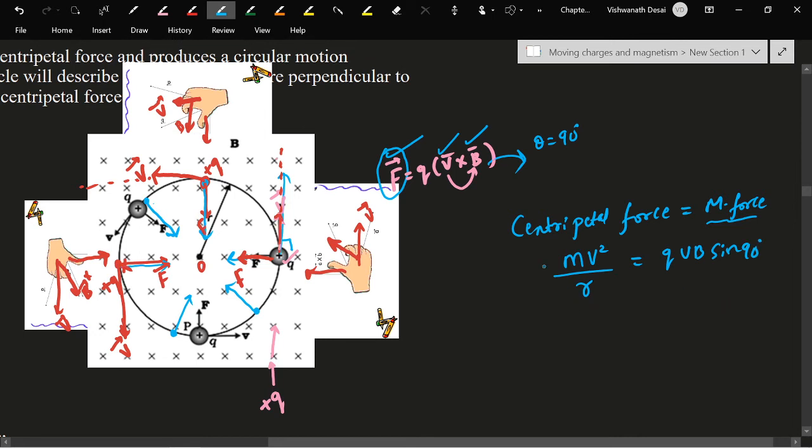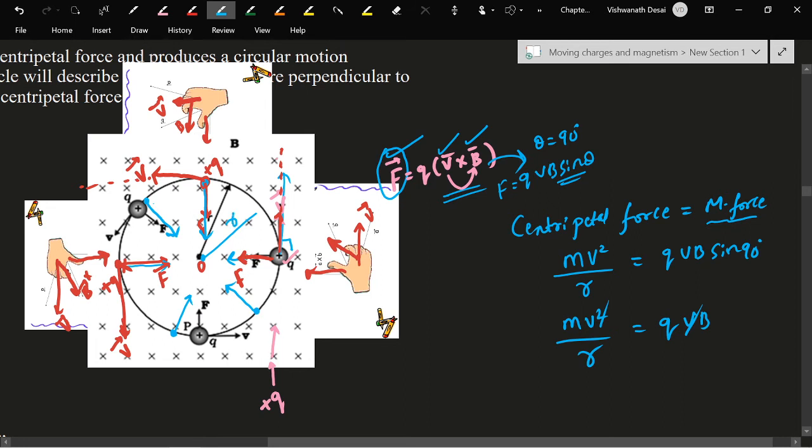Right? So why did I write sine 90 here? Because you know the formula: F is equal to q v B sine theta. Theta is equal to 90 degrees, that is why I wrote it here. So sine 90 is equal to 1. Therefore, m v square divided by r is equal to q v B. Here this v and this v can be cancelled. Now I can calculate the radius of the circular path.